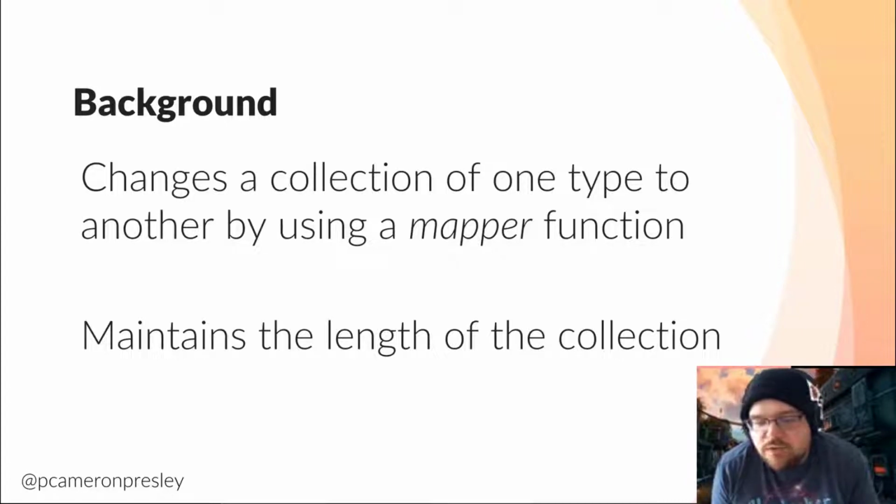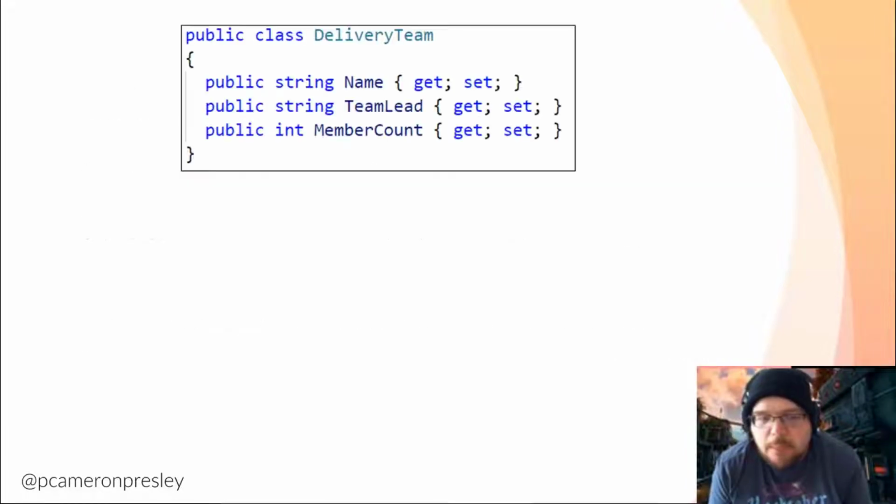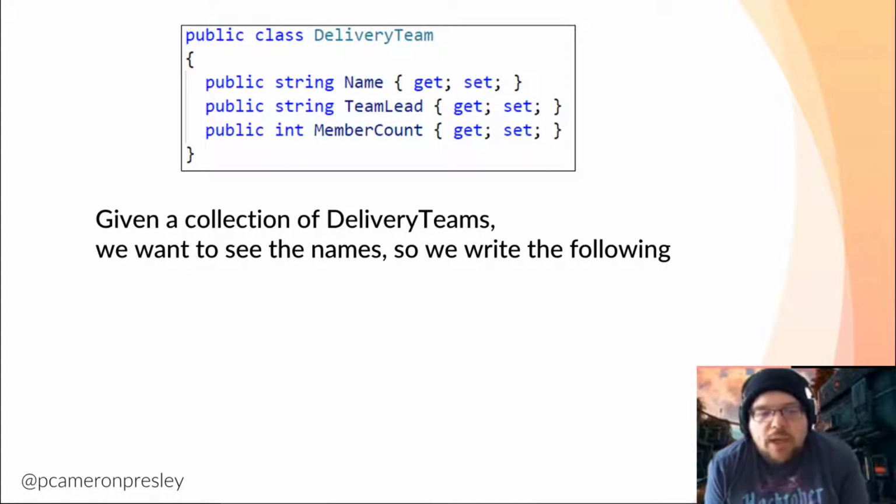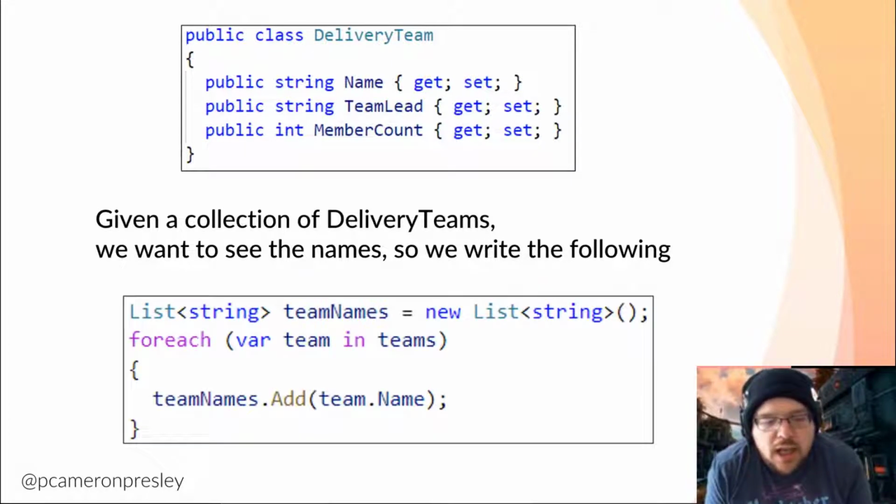So let's see how we could have derived map just from some of the example code we wrote earlier. Once again, we've got our delivery team, nothing interesting there. Now we say, if I've got a collection of delivery teams, I want to see the names. So we write some foreach code that looks like this. We iterate through the teams, grab the team name, and add it to a list. Nothing too terribly complicated here yet.